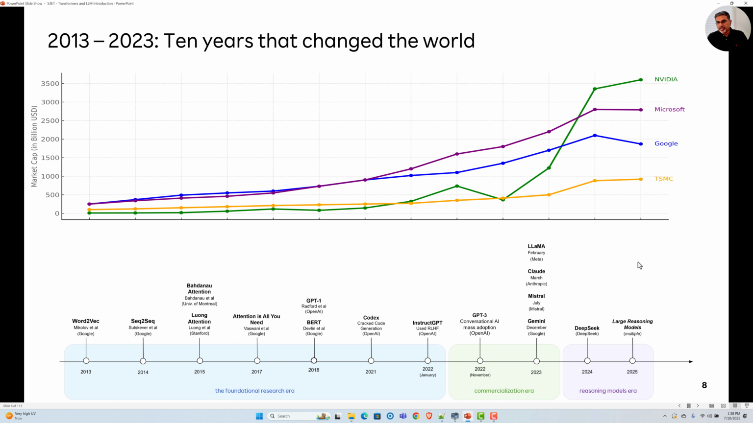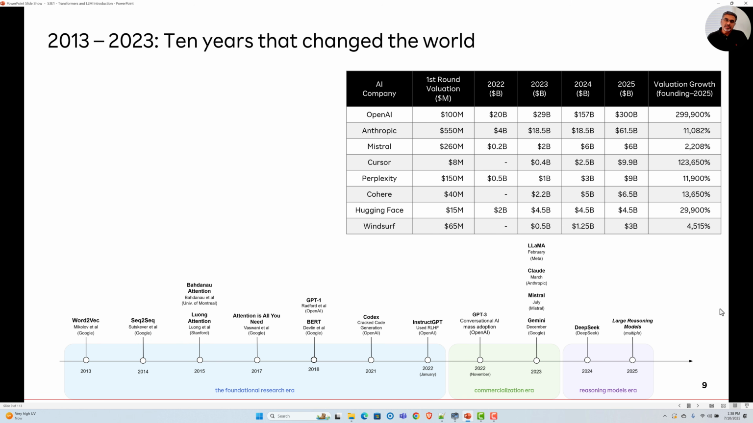Now, this is, of course, in the public space, but even in the private space, among the companies that were AI first, you actually see that the valuation of these companies, whether it's OpenAI, Anthropic, Perplexity, Cursor, Hugging Face, and so on, went from their seed round funding of hundreds of millions of dollars to billions of dollars of valuation. And just look at the value that was created between their seed round and 2025. You're talking about 400 plus billion dollars of valuation created by these companies alone. Just look at the valuation growth from the seed round to 2025. It's an unheard of valuation spike.